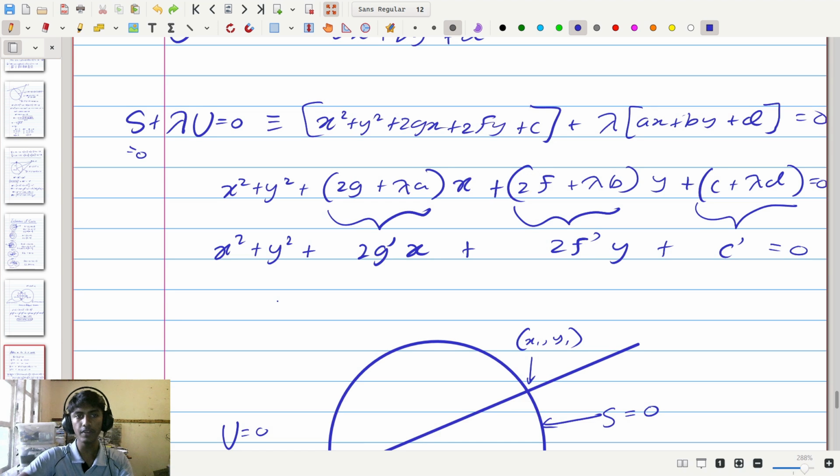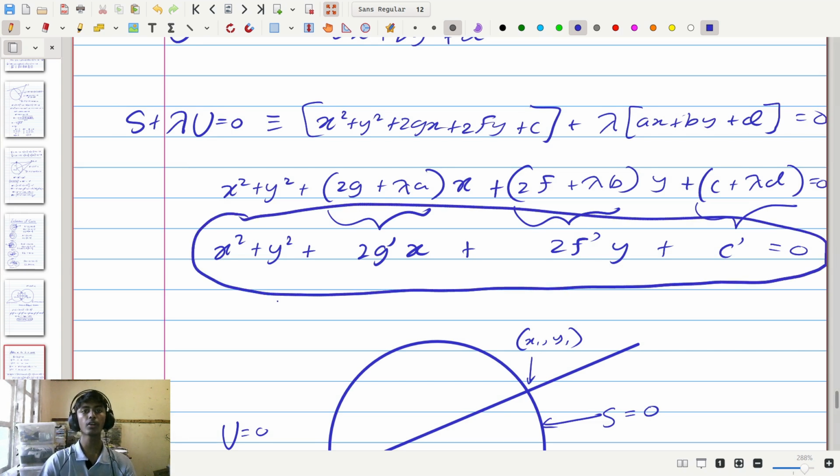So then, given that, what does this mean? Well, if x equals x1 and y equals y1 satisfy S and satisfy U, such that S plus lambda U, the whole thing, is equal to 0, then (x1, y1) satisfies the equation S plus lambda U equals 0. Therefore, substituting x equals x1 and y equals y1 into this equation will also give us 0, as in it will satisfy this equation. Therefore, this point (x1, y1) is on the circle being represented by this equation.